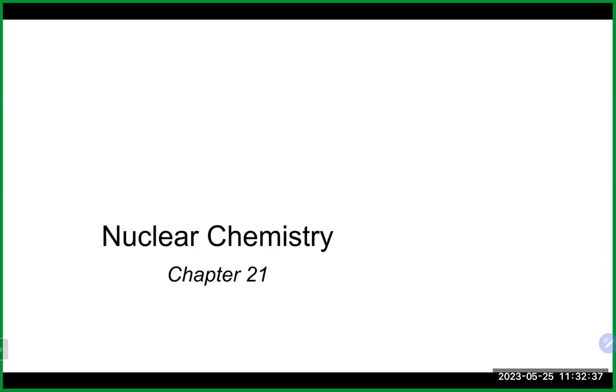Okay, we're going to continue on here. We're going to actually go up a chapter. We'll come back to chapter 20, which is organic, but we're going to do nuclear chemistry first here, which is chapter 21. In this chapter, we're going to talk about nuclear chemistry and how to balance nuclear reactions and equations. And we'll talk about some radioactive decay.